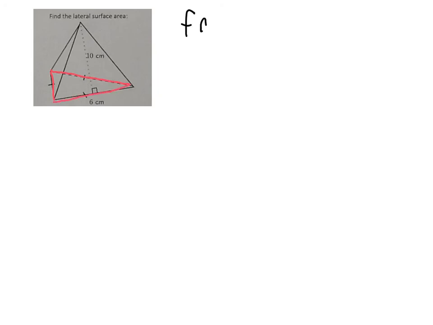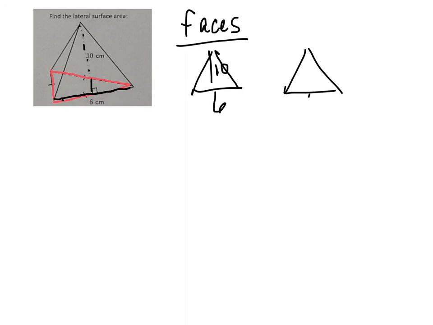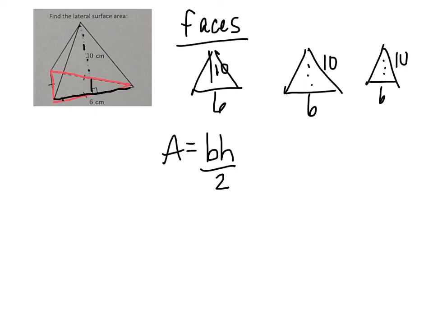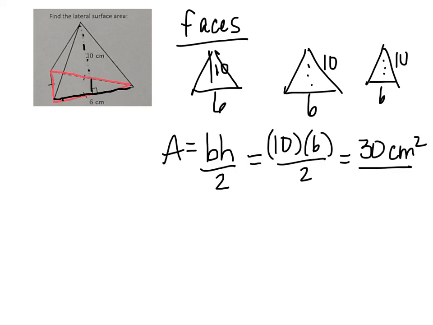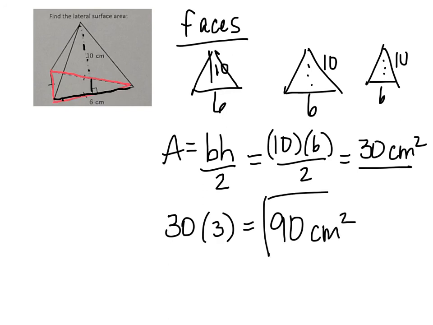So all I have to do is draw out each of the faces. So I know that, let's just look at this front face. The base of the front face is 6, and this is the height. So the height is 10. So we're going to do 3 of those. And then we just have to find the area of each. And the area of each is 30 square centimeters, and 30 square centimeters times 3 faces is 90 square centimeters.